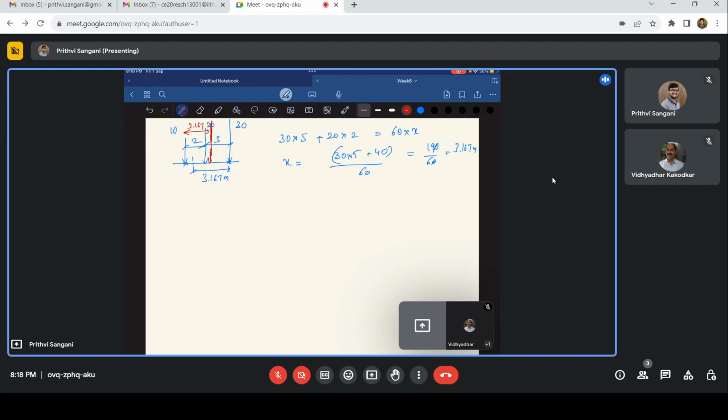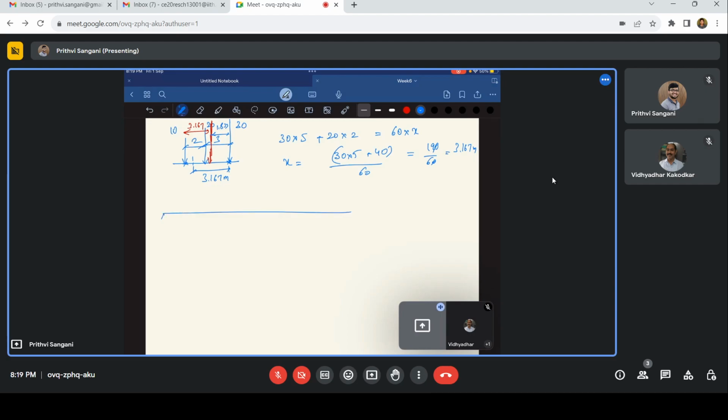Now as we go ahead, how much is this? This is 5 minus 3.167, which is 1.83. This is 1.83. So how do we need to place this?